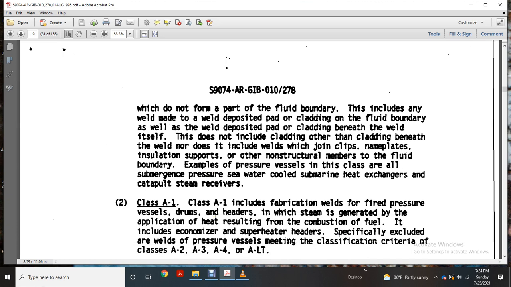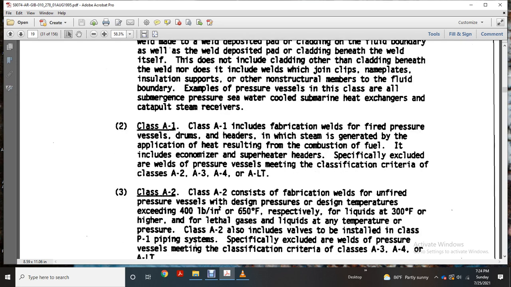Class A1 includes fabrication welds with fired pressure vessels, drum head of the steam generator of the application heating resulting from combustion of fuel. It includes a steam economizer, superheater headers. Specifically excluded are the welds of pressure vessels meeting the classification criteria A2, A3, A4, and A limited.